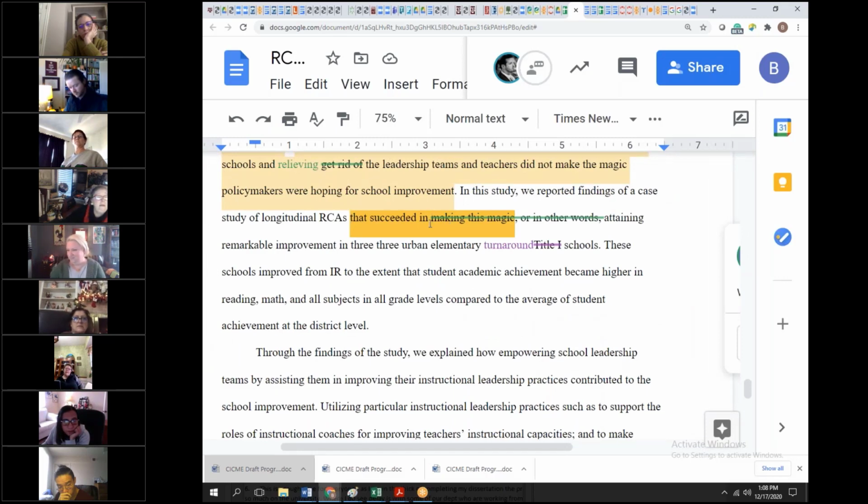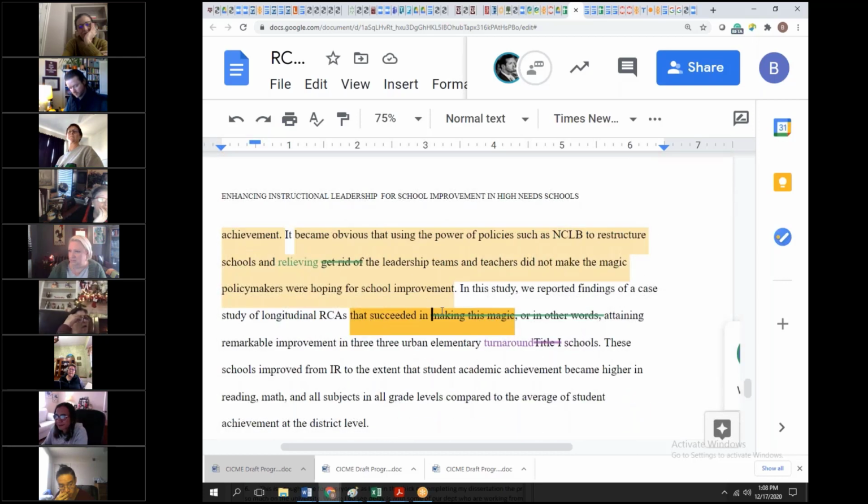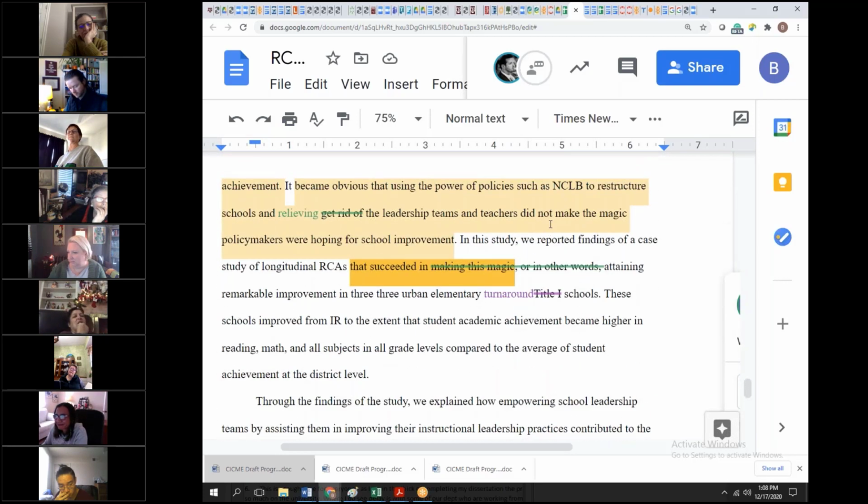What was that? Oh, so here, I really like this, but we really can't say things like in this study, we reported findings of a case study of longitudinal RCAs that succeeded in making this magic. There was something about magic in the top one. Oh, and the teachers did not make the magic policymakers were hoping for. So we're going to be taking out magic, making the magic. So that's not, it's technical writing.